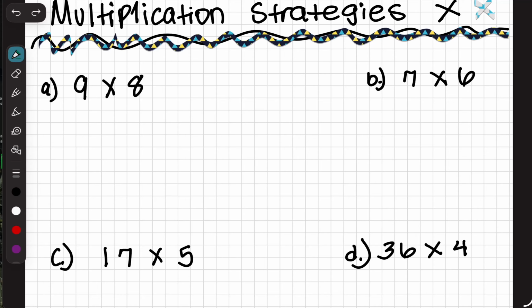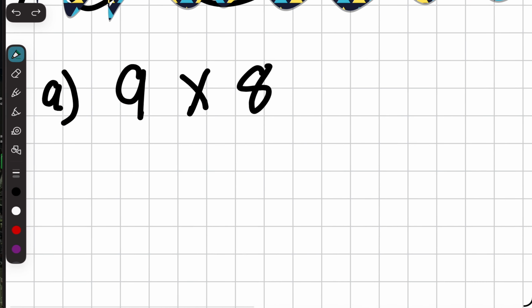Today we're going to review some of those multiplication strategies we learned in class using mainly decomposing and unbundling. But again, just reiterating some of those strategies such as the area model, number bonds, etc. Okay, so let's start with the first problem we have here, which is 9 times 8.